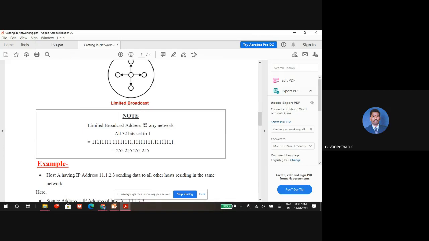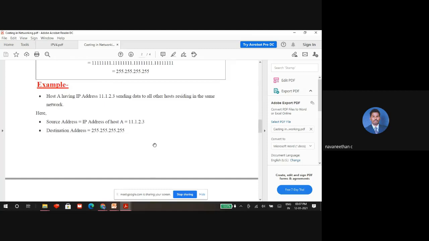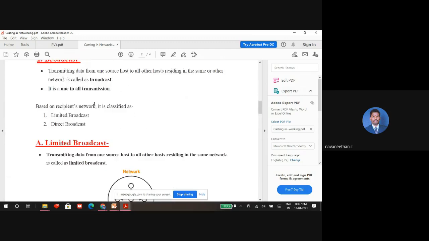Clear, students? I have given an example. For a limited broadcast address, all 32 bits are set to 1. See the notation, 8-4-2-1 combination: it is 255.255.255.255. If you find this kind of address, it is called limited broadcast. Here is a simple example. Host A, having IP address 11.1.2.3, has to send its data to all other hosts in the same network. So what should its destination be? Automatically it should be 255.255.255.255. This kind of address is called limited broadcast.